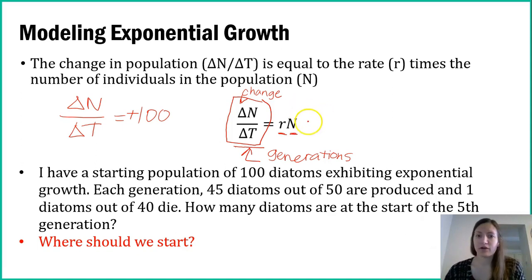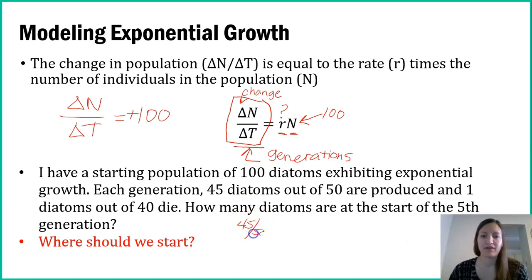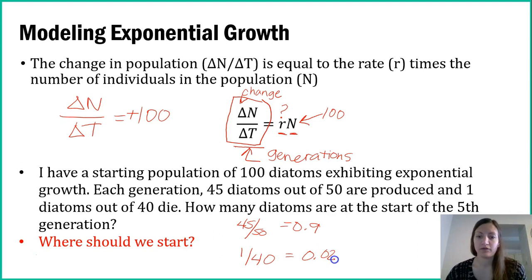Well, if we look at our equation, we're given n, right? I have a starting population of 100 diatoms. So what I currently need is this r. And we know how to figure out r. We know if we take the birth rate, which is 45 out of 50, which equals 0.9, and if we take the death rate, 1 out of 40, which equals 0.025, I can solve for r.